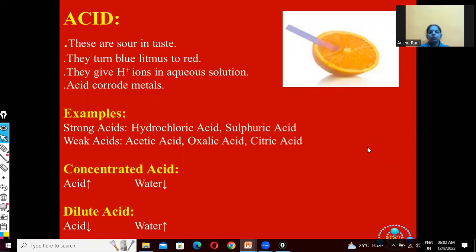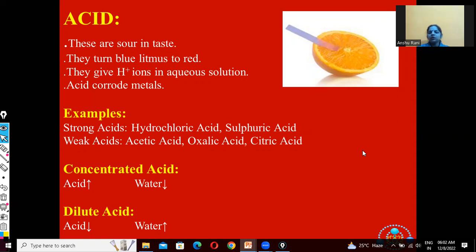As you already know, we have discussed in class 7 that acids are sour in taste. They can turn blue litmus to red. Acids are present around you, like lemon. We have acetic acid around us in the form of vinegar. These things are sour in taste and they can furnish H positive ions in aqueous solution. When you dissolve any acid in water, it gives you H positive ions.